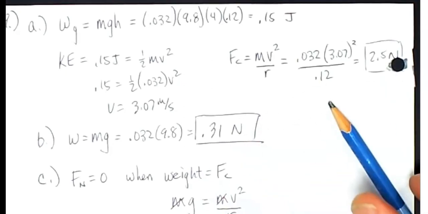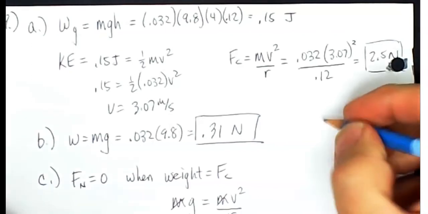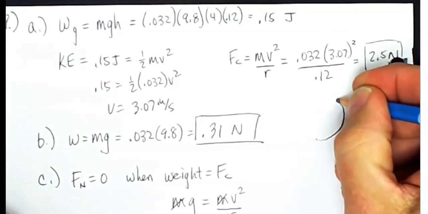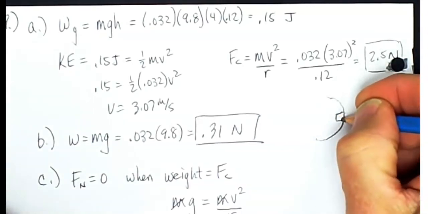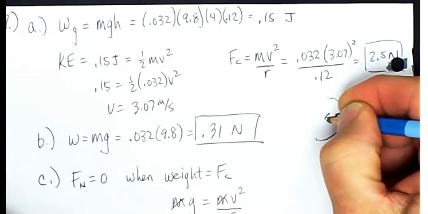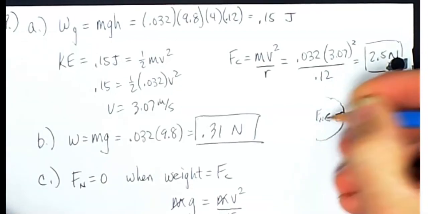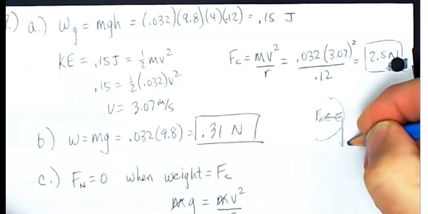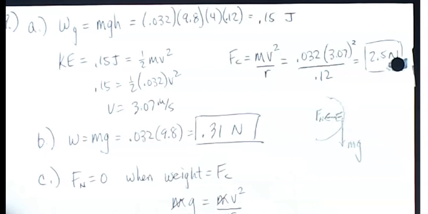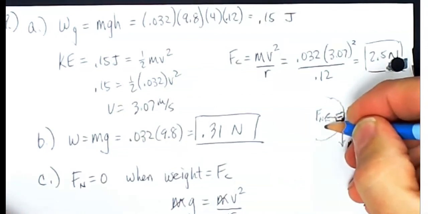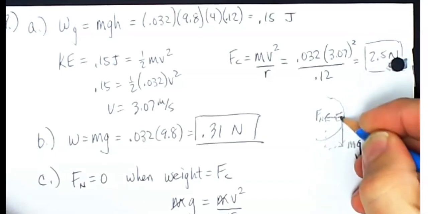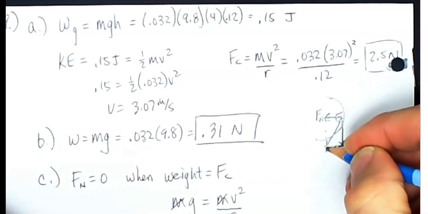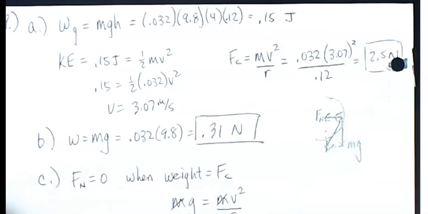Now my net force, when it's moving in that circle, here it is. There's my normal force. Here is my weight. So the net force acting on this mass is the vector sum, using the parallelogram rule. There is the net force.